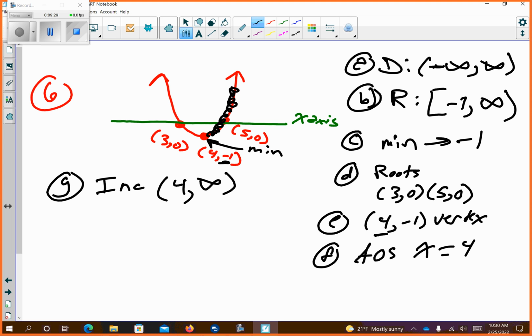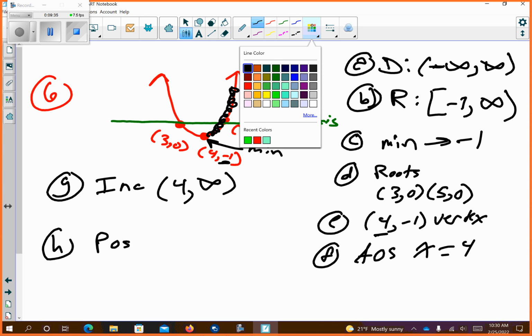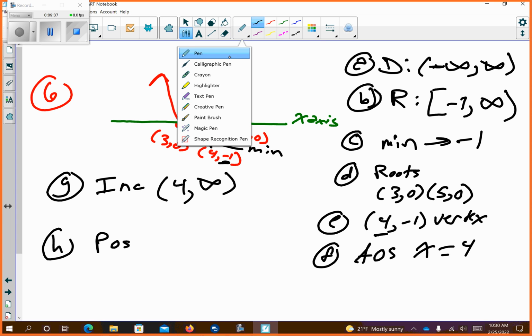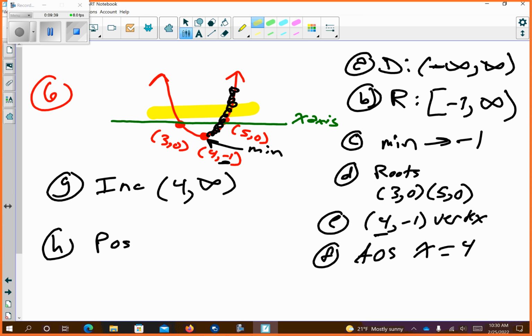And then where is this positive? Positive means it's above the x-axis. So this region here, all right here, is above the x-axis. Okay, so this is going to look a little different than the last one because I go from negative infinity to 3, and then I also go from 5 to infinity. Okay, so that's that one.